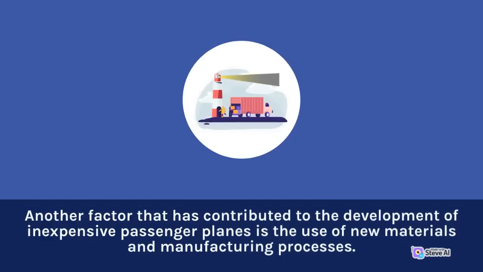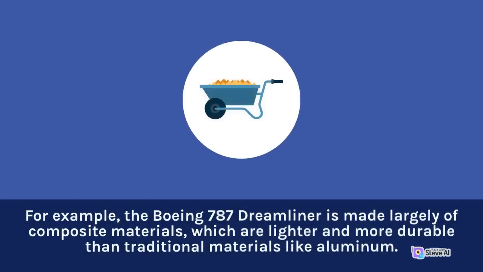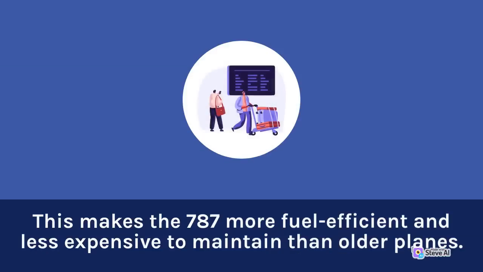Another factor that has contributed to the development of inexpensive passenger planes is the use of new materials and manufacturing processes. For example, the Boeing 787 Dreamliner is made largely of composite materials, which are lighter and more durable than traditional materials like aluminum. This makes the 787 more fuel efficient and less expensive to maintain than older planes.